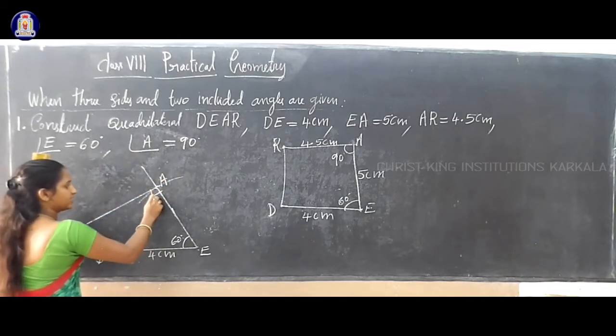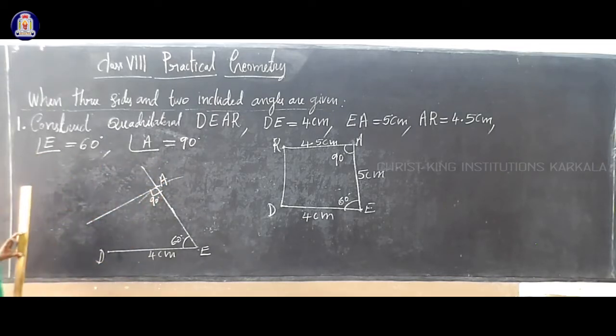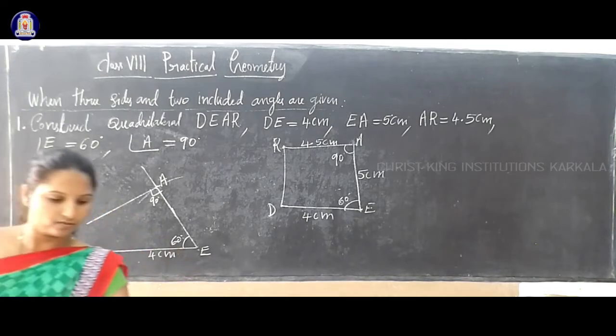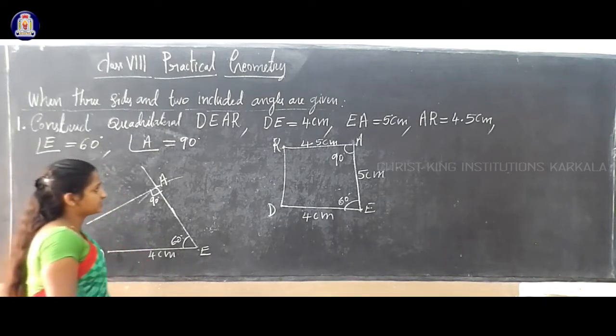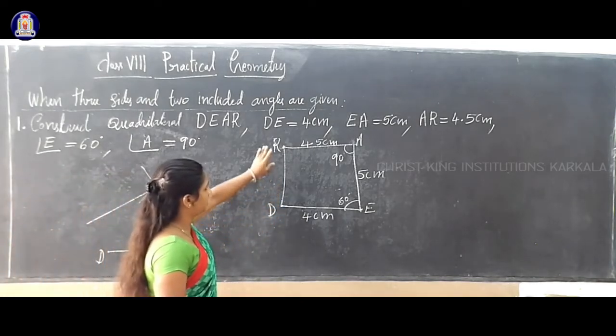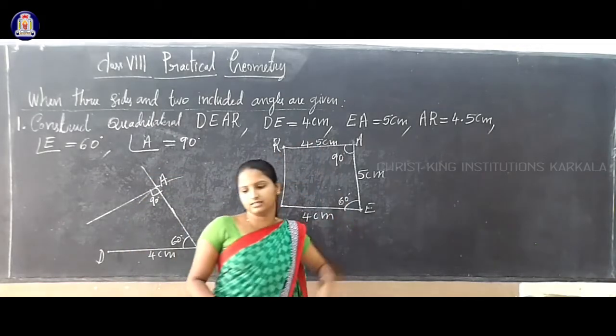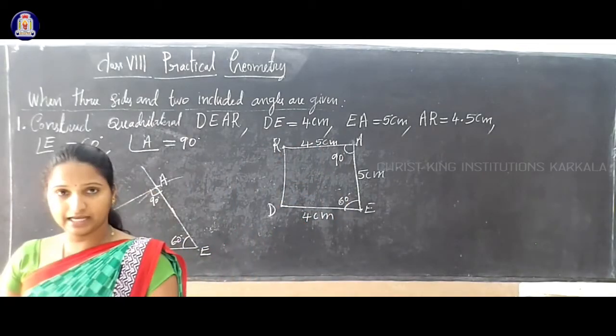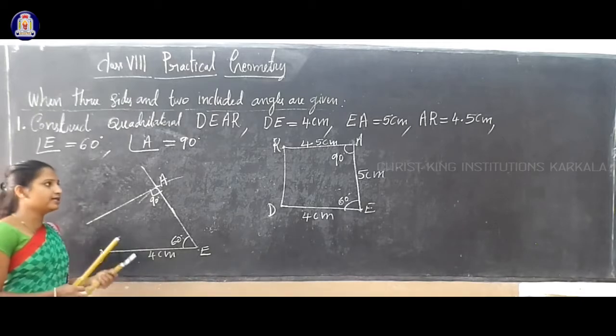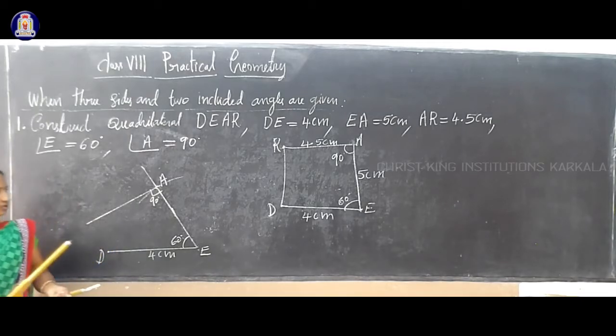So right here this is 90 degree. Angle A is 90 degree. Next, what is given? A side is given. Your DR is not given, only AR side is given. So now what is AR? The length of side AR is 4.5 centimeter.